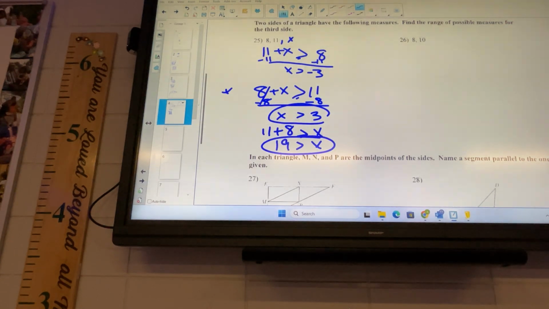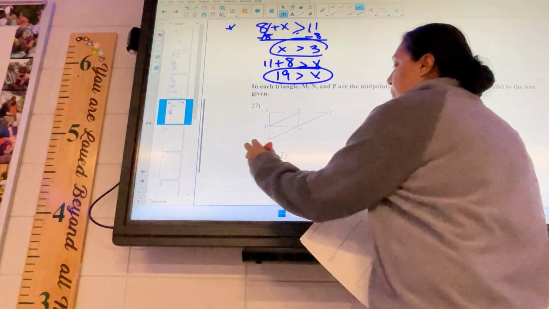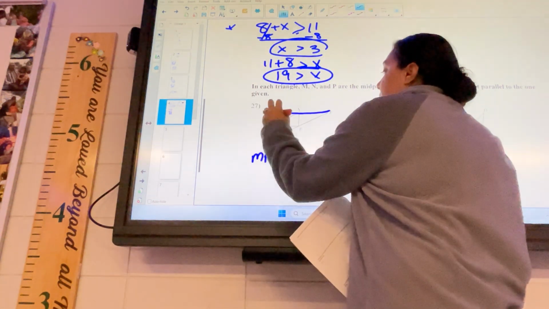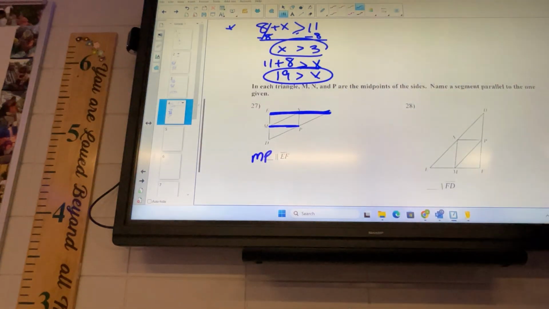Okay, look at 27. It says EF. Which one is parallel to that one? MP or PM. Okay, so EF is here. Okay, MP is going here. It's half that size, but going in the same direction.